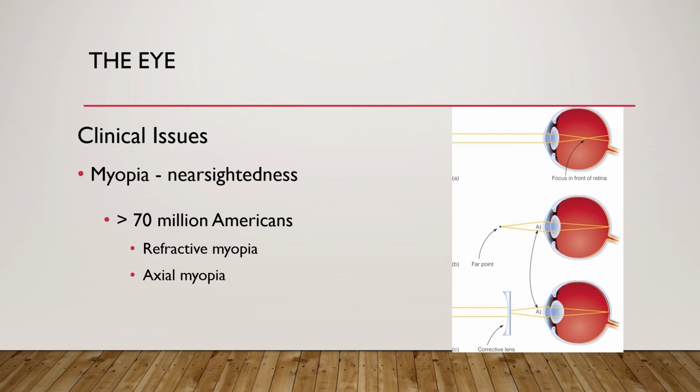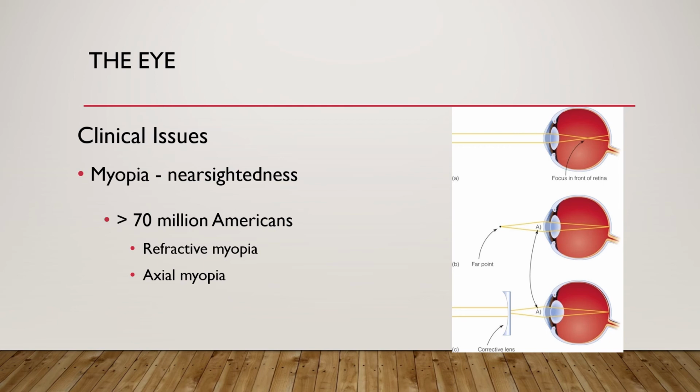I'm going to talk about some of the clinical issues of what can happen with the optics of the eye. So what I think is most common in most of us, if we don't actually have it, we at least know somebody who has it, right? You guys know me. Myopia is a word for nearsightedness, which means we can see things that are close, but things that are far away are difficult to see.